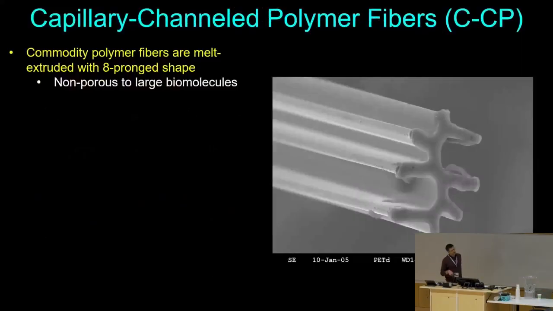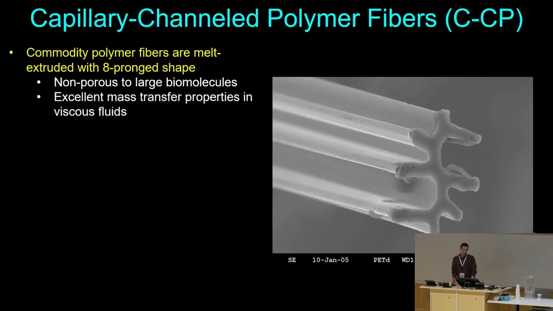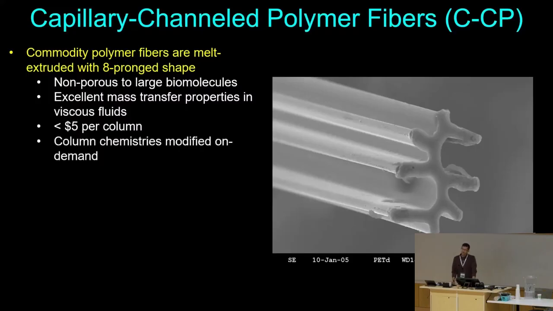So our group employs capillary channel polymer fibers as the stationary phase. And these are just commodity fibers that are melt extruded with an 8-prong shape. They're non-porous to large biomolecules and exhibit excellent mass transfer properties in viscous fluids, such as cell culture supernatant. They're cheap, costing about $5 per column, and column chemistries can be modified on demand.